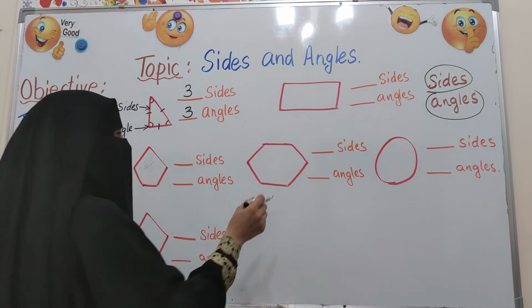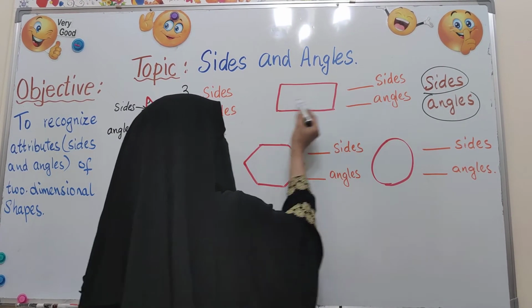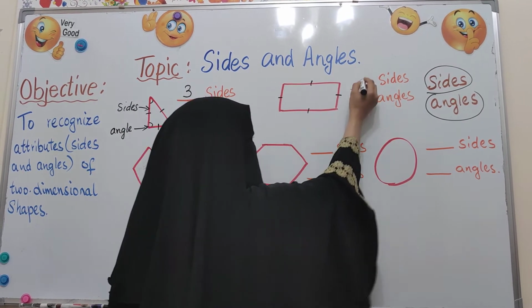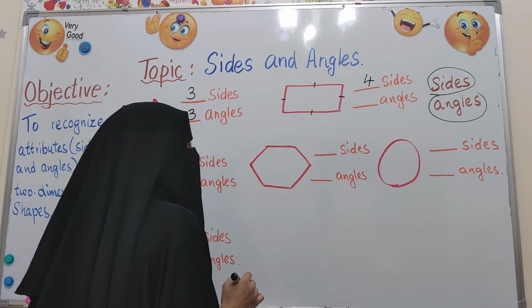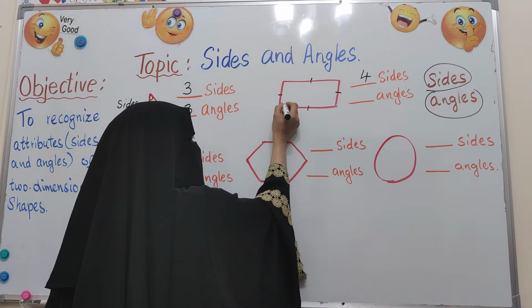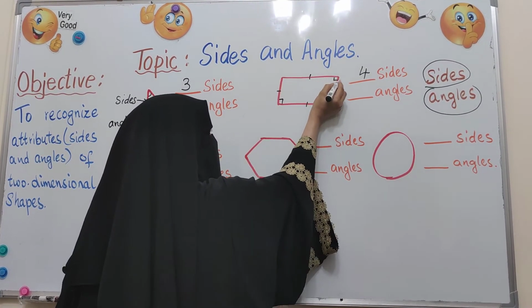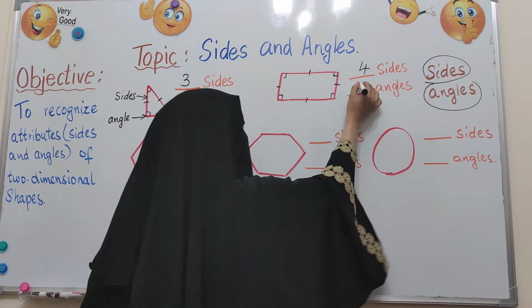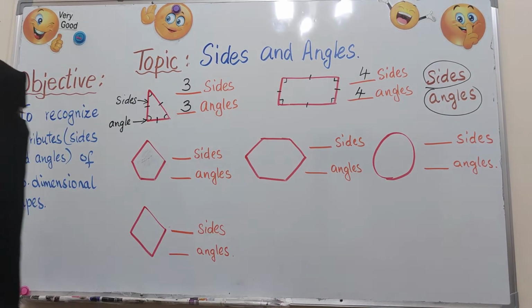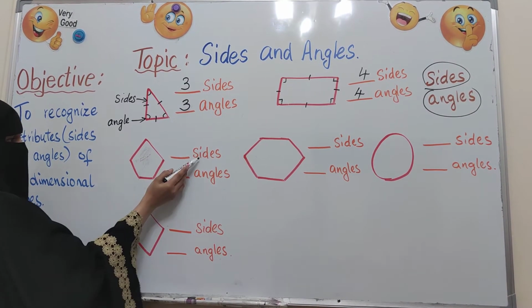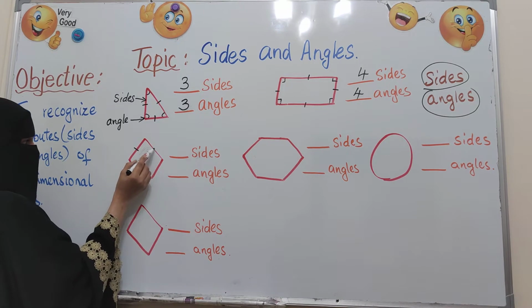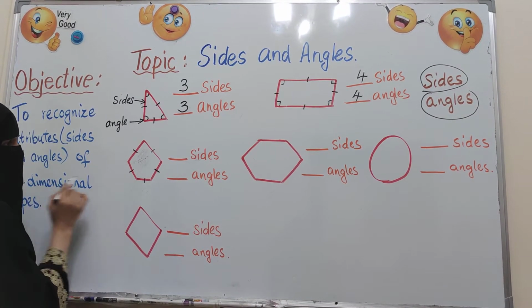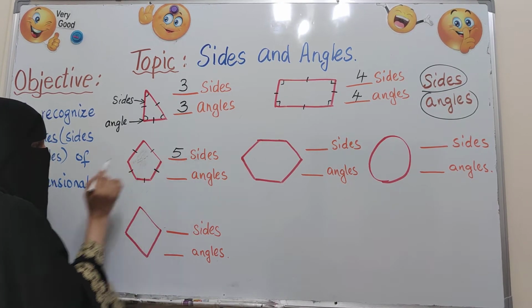Now let's see the second one. How many sides? 1, 2, 3, 4. So I'm going to write down 4 sides. For the angles, 1, 2, 3, 4 angles I have. Now, for this shape, how many sides? 1, 2, 3, 4, 5. So I am going to write down 5 sides.